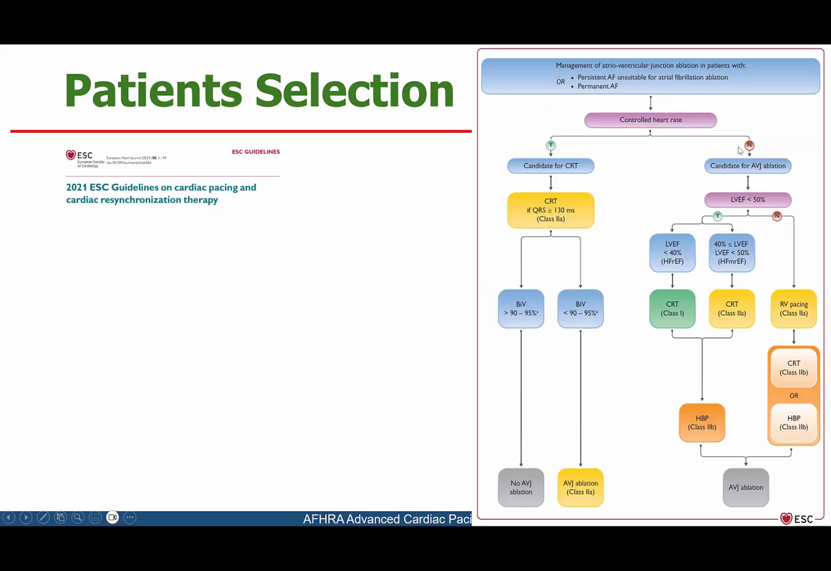If the heart rate is not controlled from the beginning and the patient has the criteria and is still symptomatic, you should start with AV junctional ablation and simultaneously a CRT device implantation in order to improve patient symptoms and improve outcome and mortality.